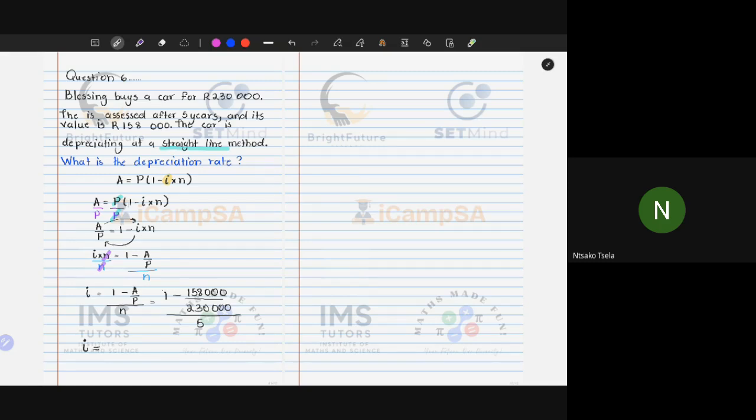Say it's 0.06. It is 0 point. Can you repeat? 0.06. So if you quickly convert this back into a percentage, what do you get?